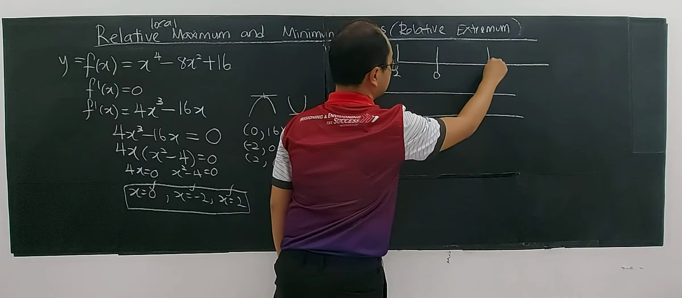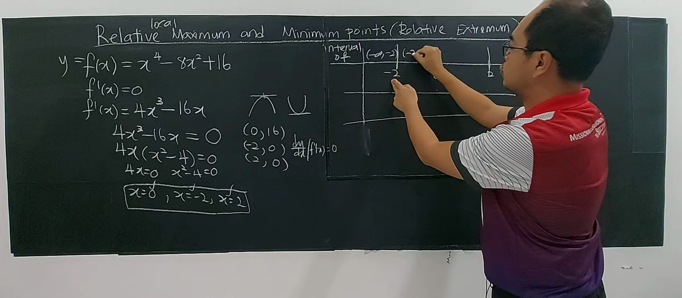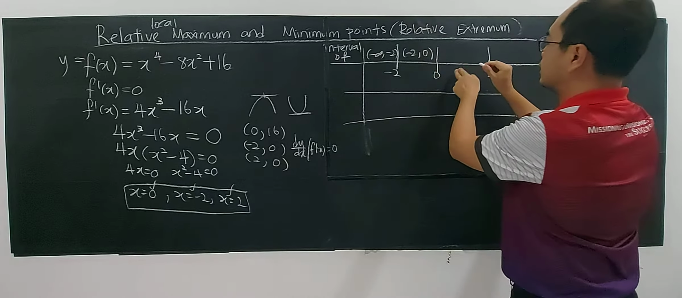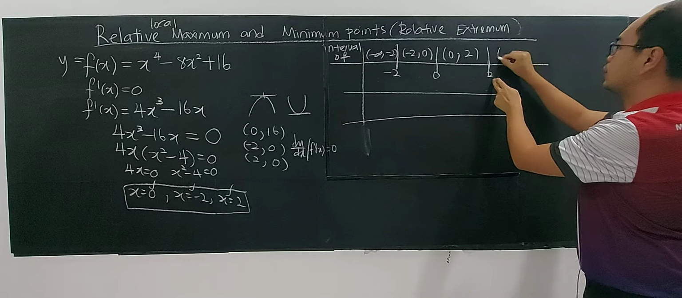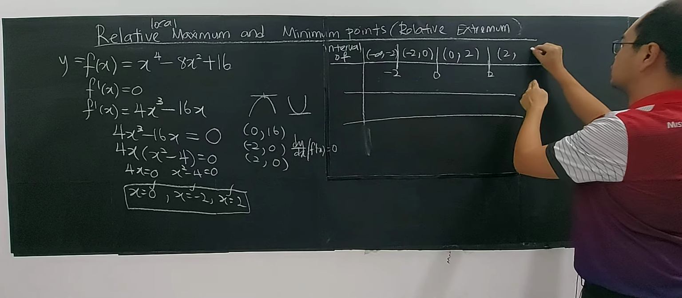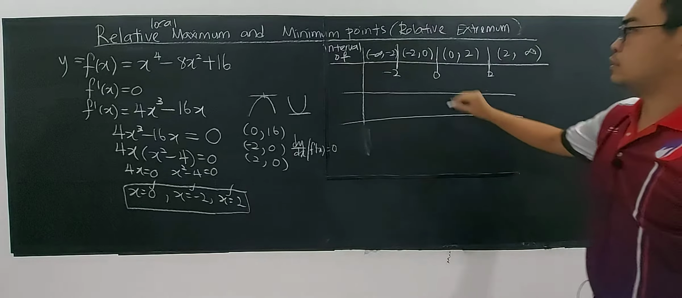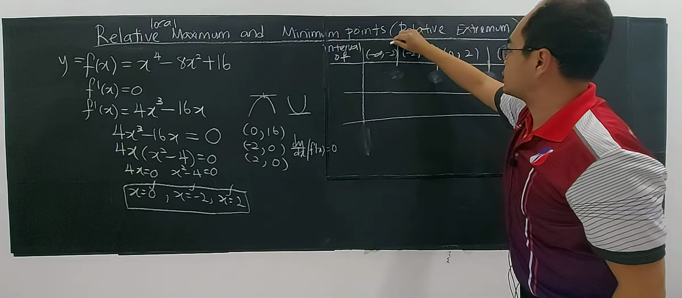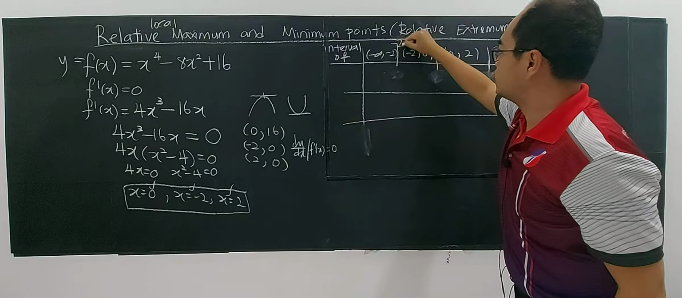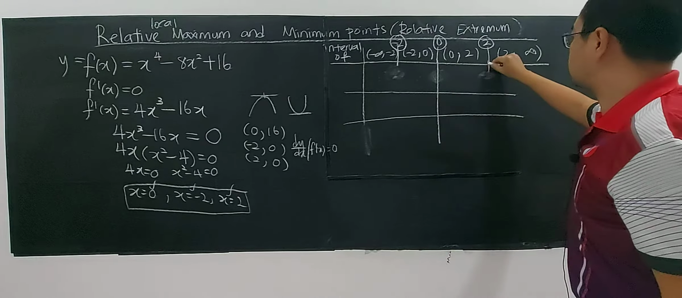The first one will be negative infinity up to negative 2, which is less than negative 2. This is between negative 2 and 0. This is between 0 and 2. And this is 2 and beyond, 2 to infinity. Alright, I'm going to erase this now and put here negative 2, this is 0 and this is 2. So I build a table.